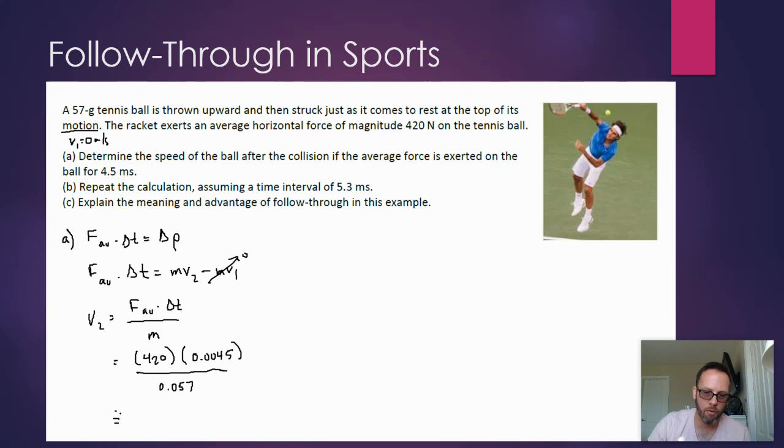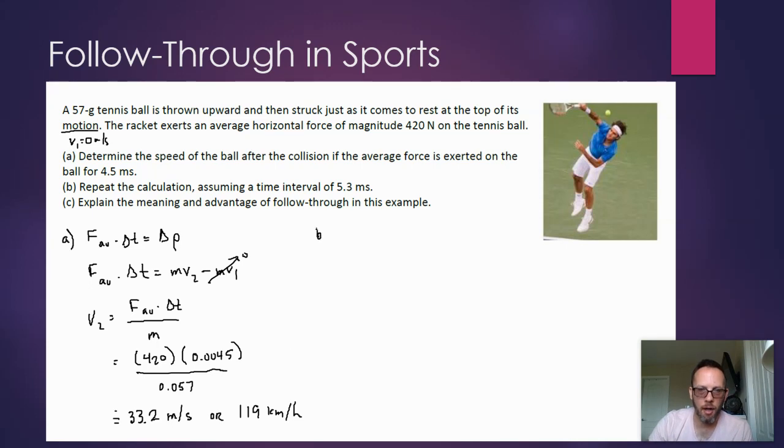So that is about 33. I might keep an extra decimal place of accuracy just in this question. So 33.2 meters per second. If you would like to convert that to kilometers per hour, that's about 119 kilometers per hour, which, if you were at a tennis match, is how they would show you the speed.